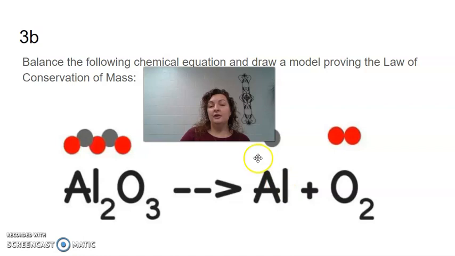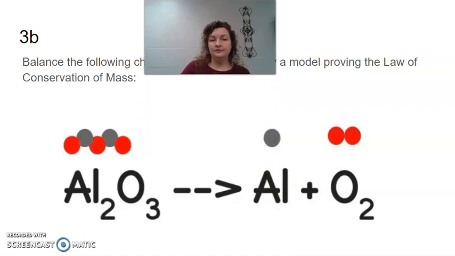Now, if I draw it over here, just going to move this up. If I draw it over here, I only have one aluminum, one gray dot, and I have two oxygen, so two red dots. Now, is this balanced? No, it's not. I have two gray, I only have one, right? I have three red, I only have two. So now we have to balance it. You can do this in two different ways. You can balance it with this picture, right? This model that we have going on here.